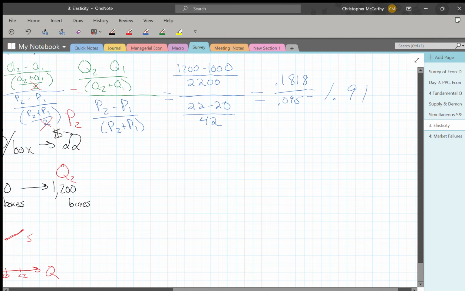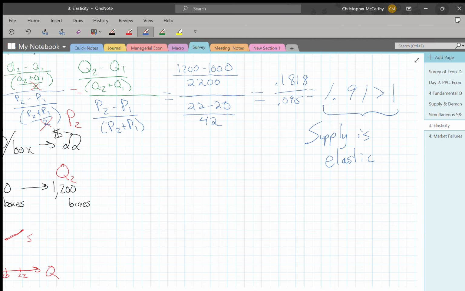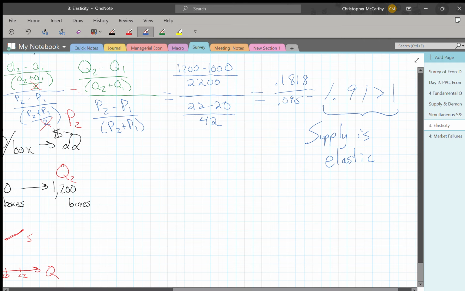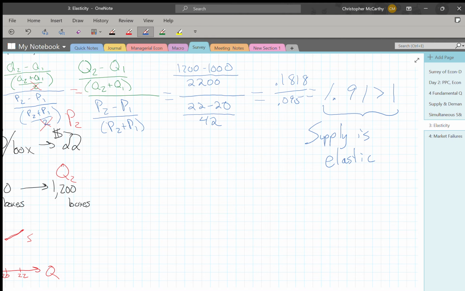So this is greater than 1, so therefore we would say that the supply is elastic. The supply is more responsive to price changes than in terms of percentage quantity changes. Did everybody get that? Cool. So there's two ways you can do it. You can either calculate both separately, or you can do it all at once. It is absolutely, completely up to you.